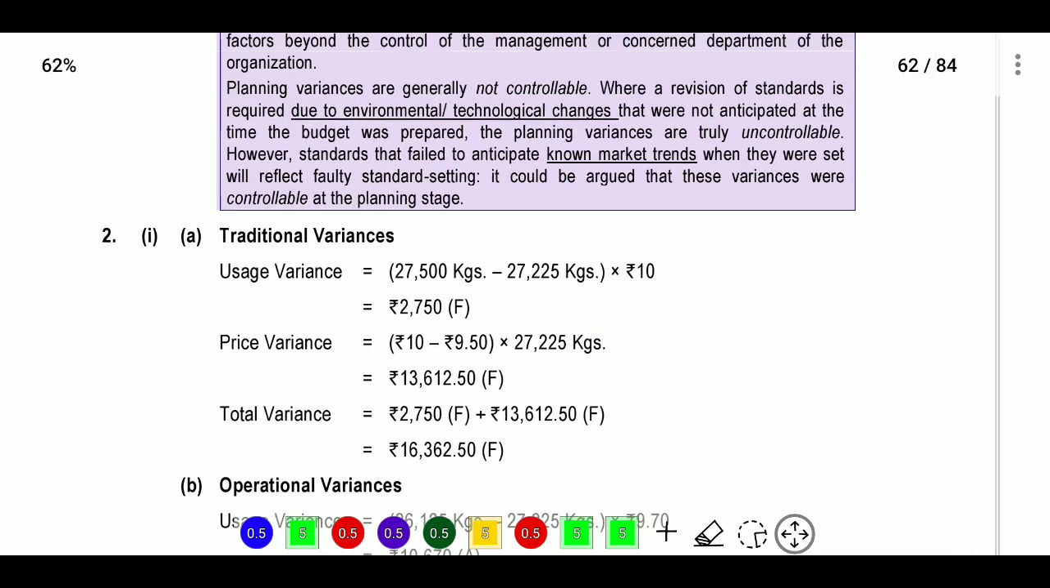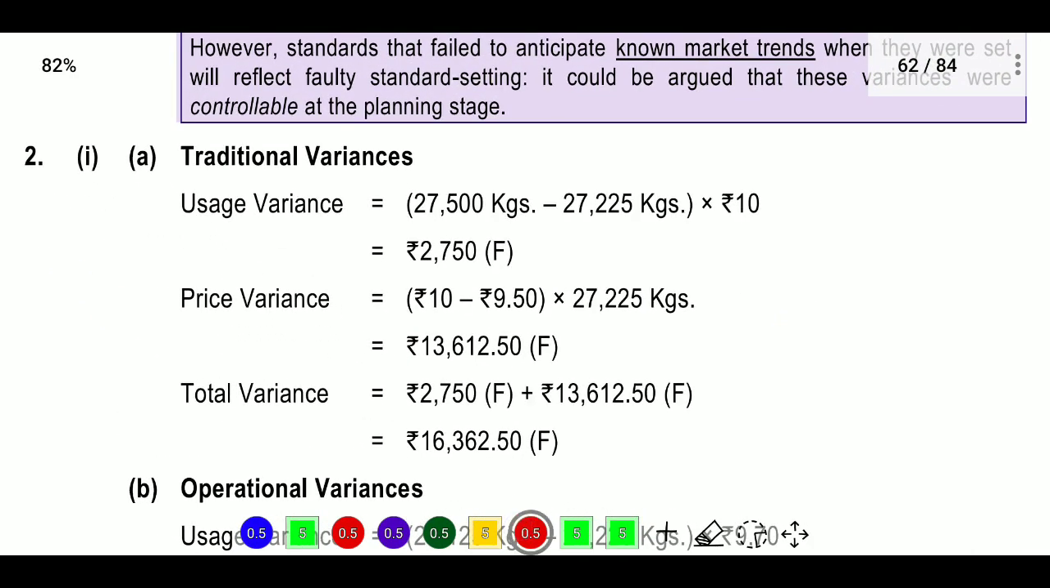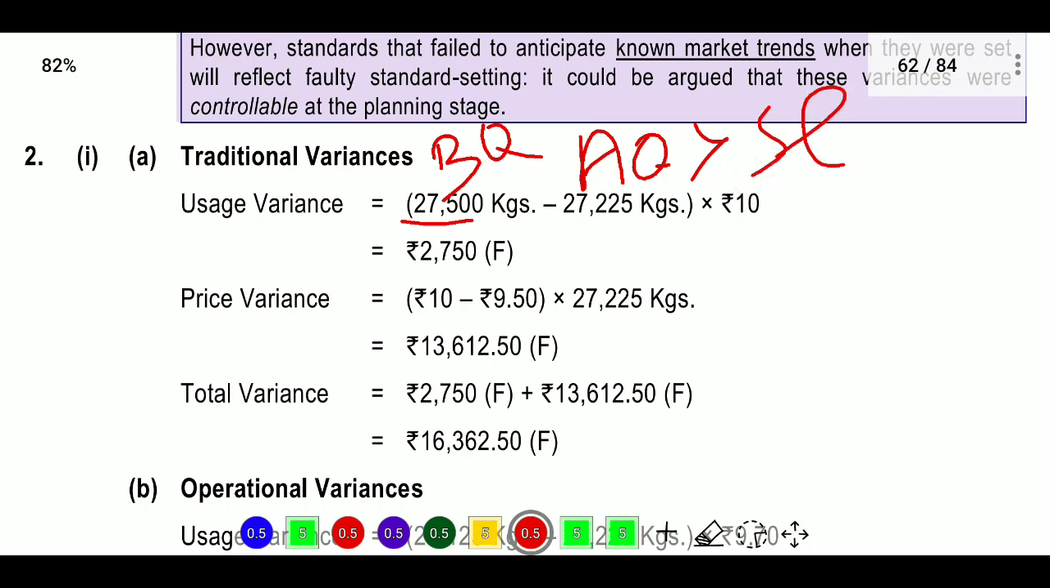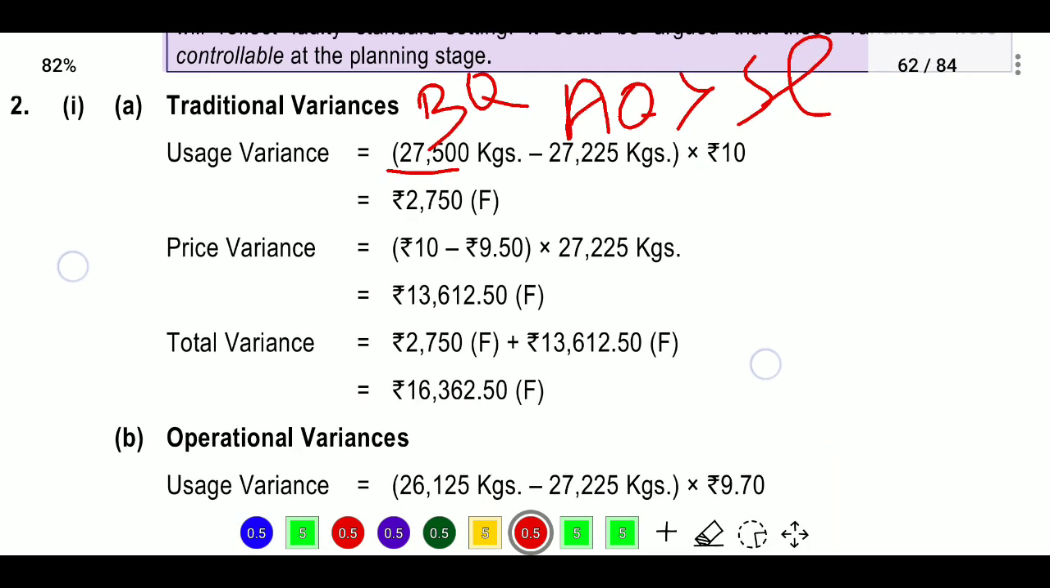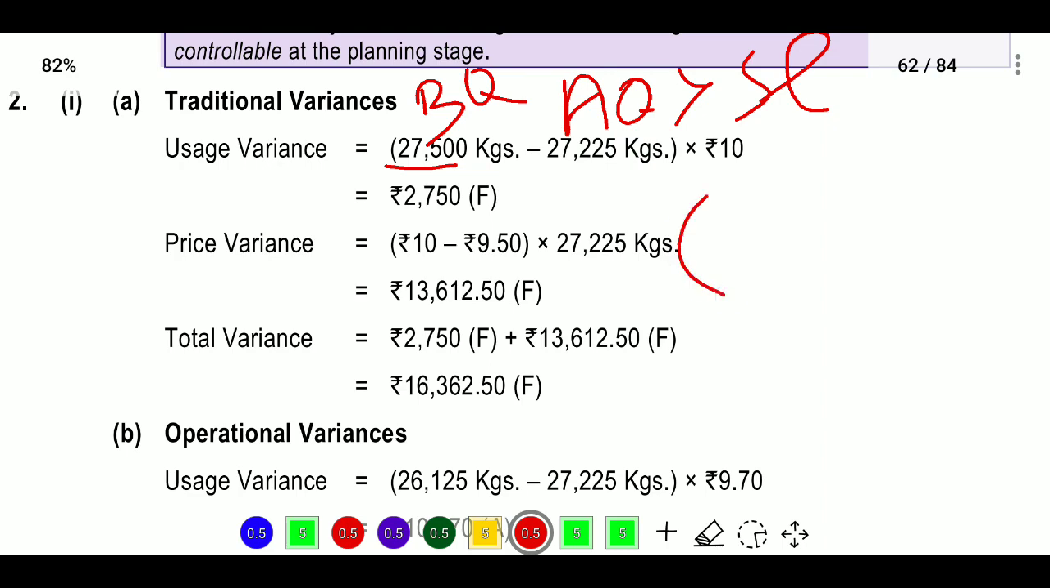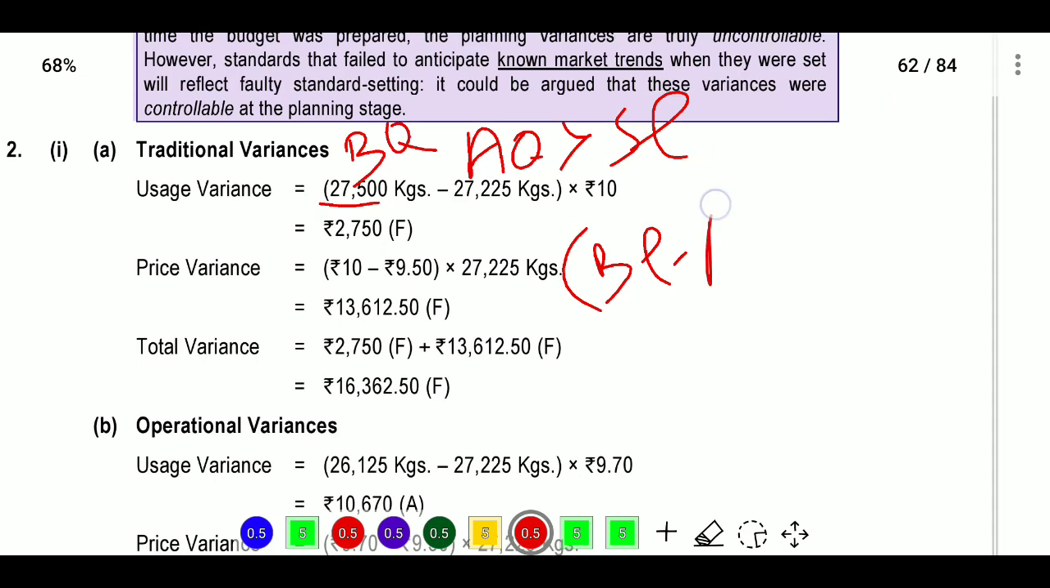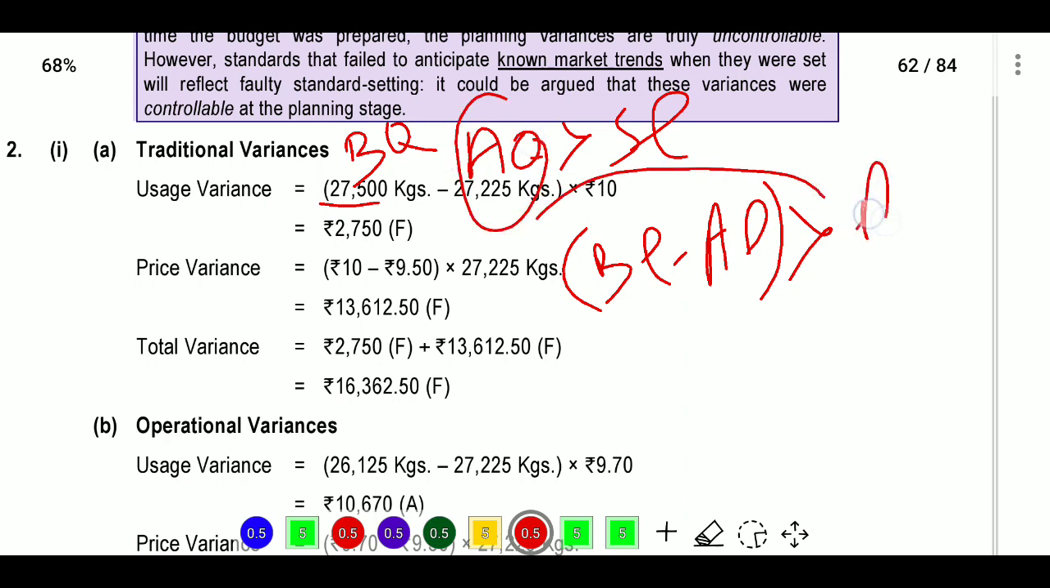See here, we have 27,500, which is the budgeted quantity, and 27,225, which is the actual quantity. When we take quantity, we require the price, that is the standard selling price. Next, the price variance means the difference of price: budgeted price minus actual price, into which quantity? Actual quantity, we will take the actual quantity.